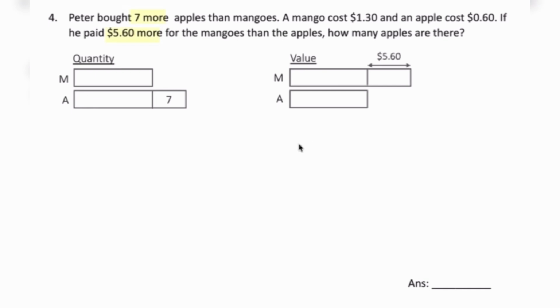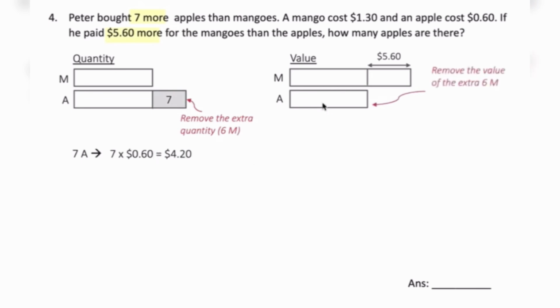Okay, now come back to this. As usual, you got to take out the extra 7 apples. Okay? So the value of these 7 apples will be 7 multiplied by 60 cents. So 420. I need to remove the value of the apples, these 7 apples. 420. I remove from the apples model. Be careful, not from the mangoes model. So I remove 420. I cut it out, shade it.